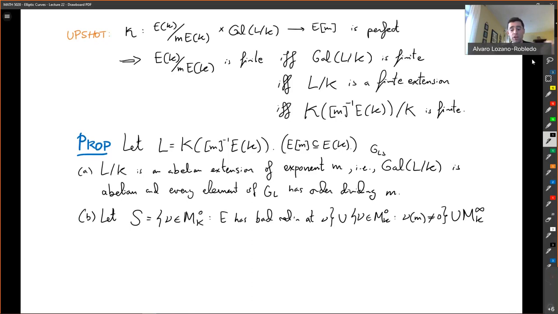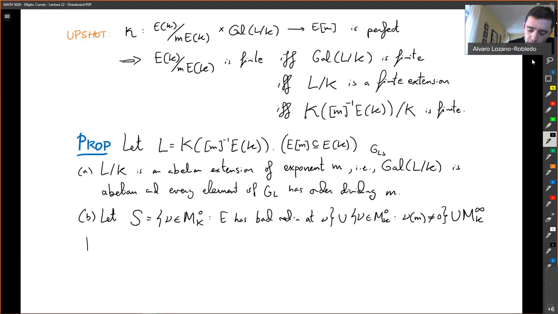The places of bad reduction over K divide the discriminant, so there's only finitely many of those. There's only finitely many places, so prime ideals that divide M. If you factor the ideal M times OK, there will be only finitely many primes dividing there. And there is only finitely many infinite places. Remember that the infinite places, there are R1 plus R2, in terms of the number of embeddings. So that's also finite. So S is a finite set of places.